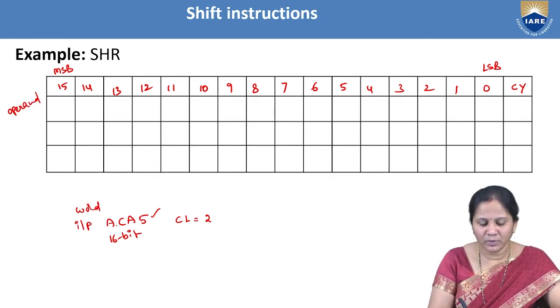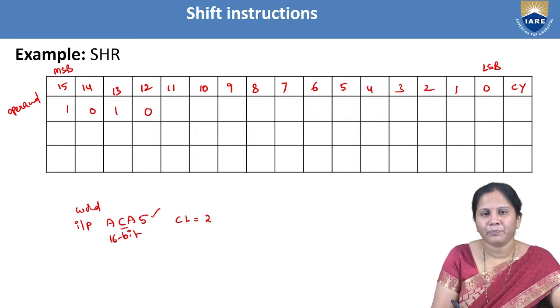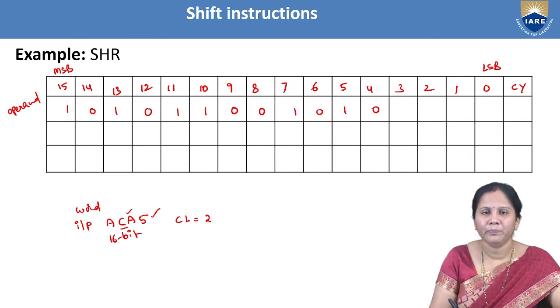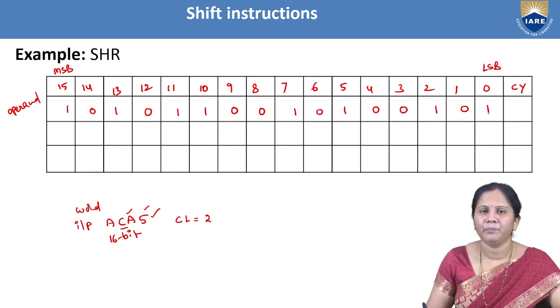As we know, the value of A in binary is 1, 0, 1, 0. The value of C in binary is 1, 1, 0, 0. Next again A, which is 1, 0, 1, 0. And the next value is 5, which is 0, 1, 0, 1.